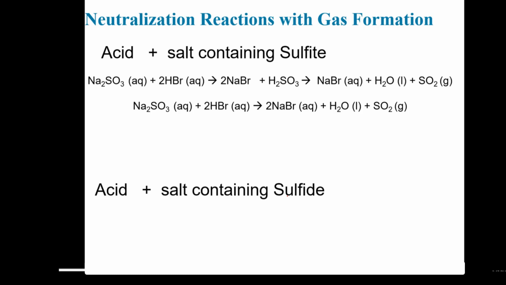And our last example is an acid reacting with a salt containing a sulfide. Here we have the example of sodium sulfide reacting with sulfuric acid. This is going to give us aqueous sodium sulfate and dihydrogen sulfide gas. This is quite a stinky reaction. H2S, hydrogen sulfide, smells like rotten eggs. So our gaseous product produced in this reaction is H2S.